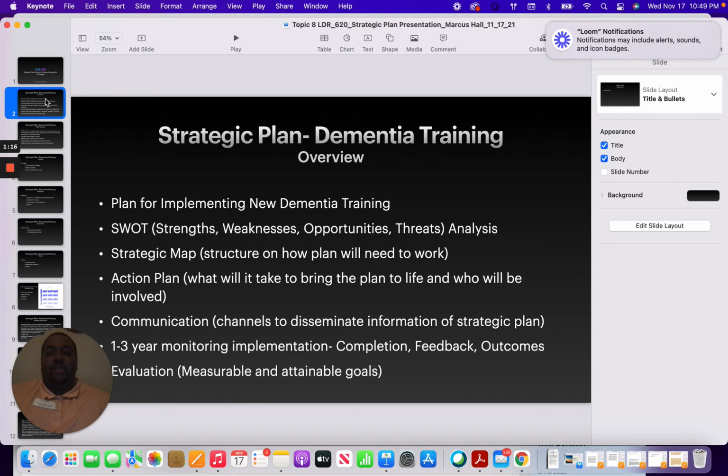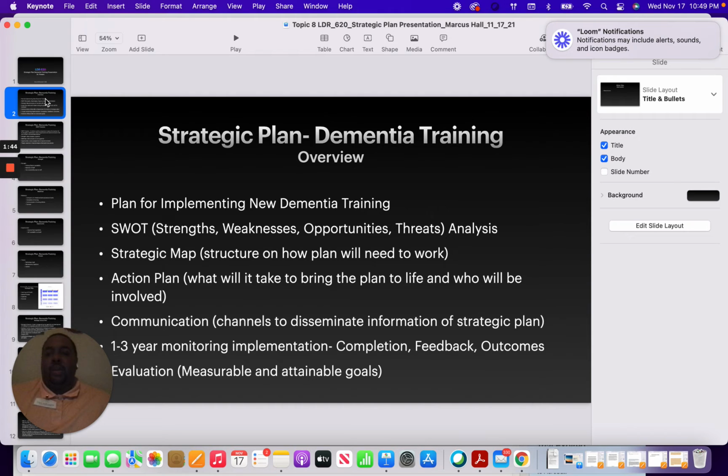Also, an action plan, what it will take to bring the plan to life, and who will be involved, as well as who will communicate with our stakeholders, administrative team, and all of the necessary parties related to this program. Communication is key, so communication channels are how we will disseminate any information for the strategic plan.